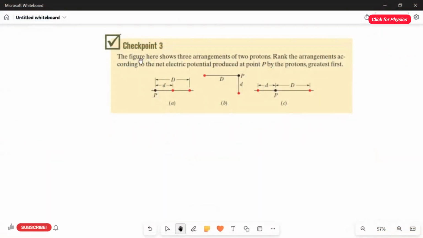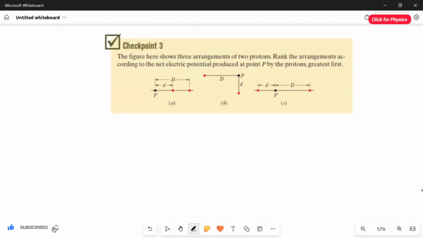Checkpoint 3. The figure here shows three arrangements of two protons. Rank the arrangements according to the net electric potential produced at point P by the protons, greatest first.